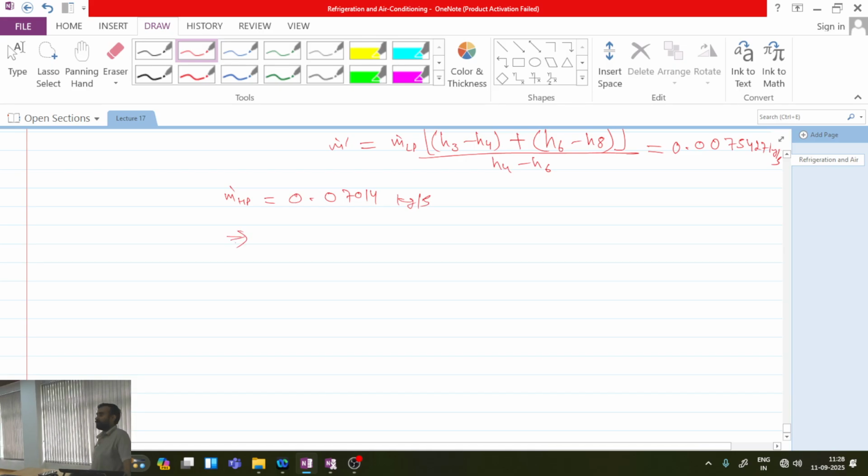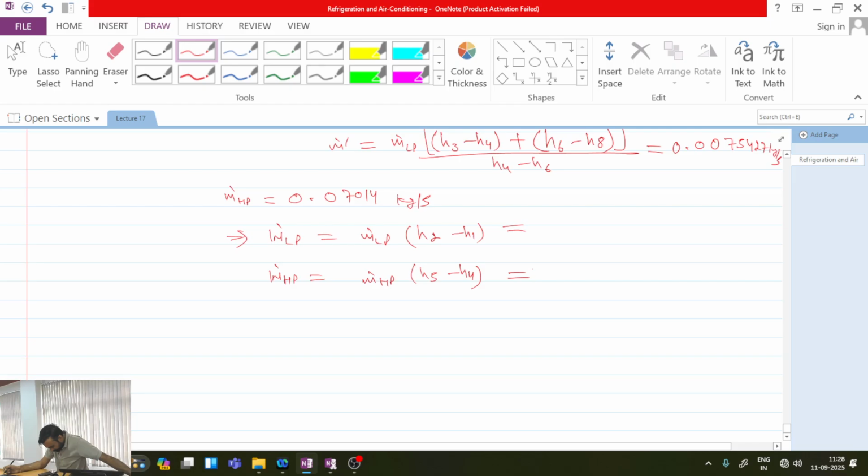Okay, now can you tell me what will be the work done through the low stage compressor and the work done through the high stage compressor? M dot LP into H2 minus H1, and there it will be m dot HP into H5 minus H4. What are the values? 6.973 kilowatt, and the second is 13.91 kilowatt.